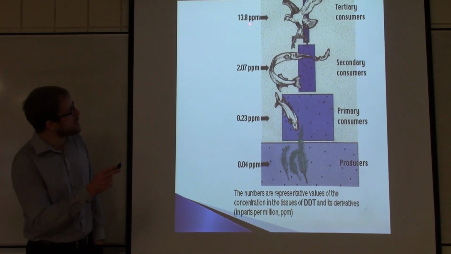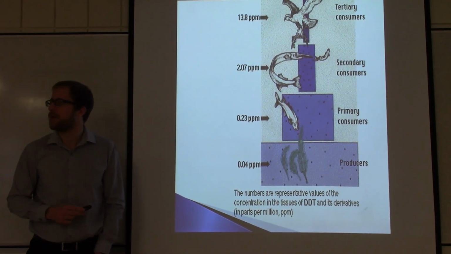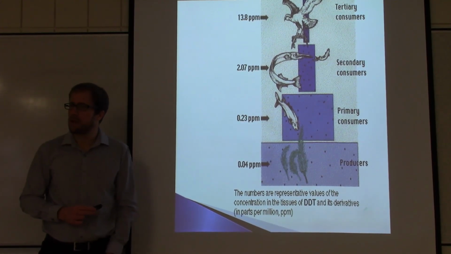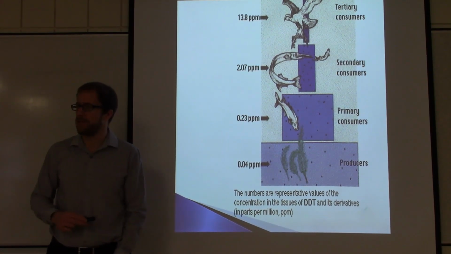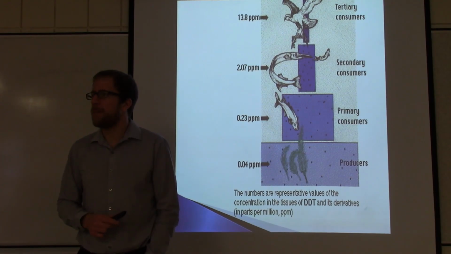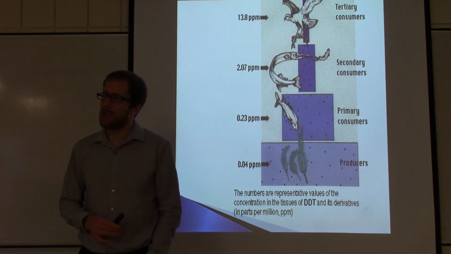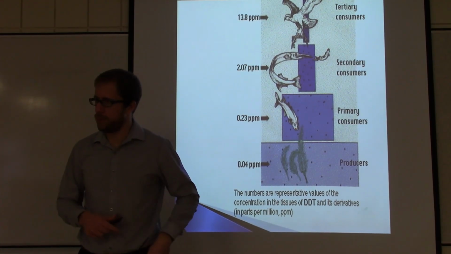If you're wondering what ppm means, does anyone know what that is, by the way? That's parts per million. So in a million particles, you would find 13.8 particles of DDT. It's just a way to measure concentration, so how much of something is in a given volume.